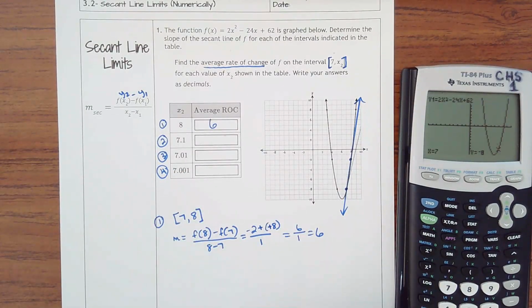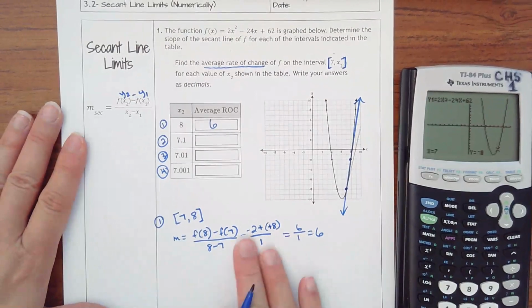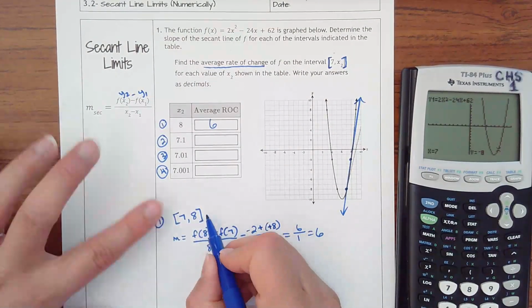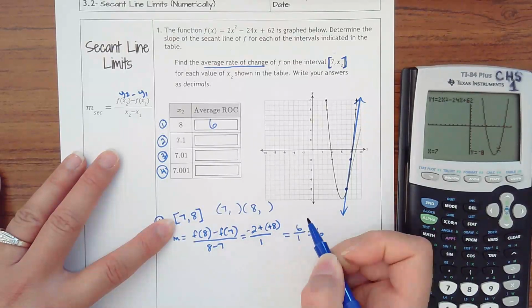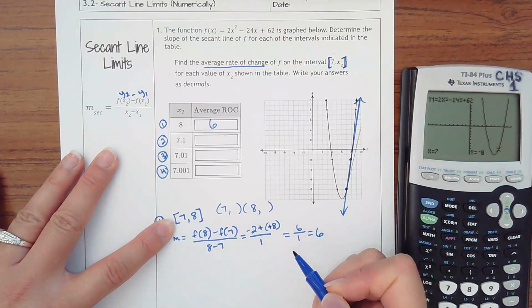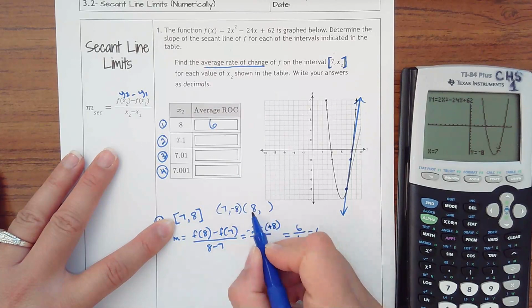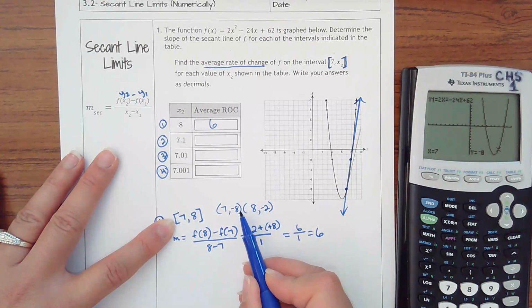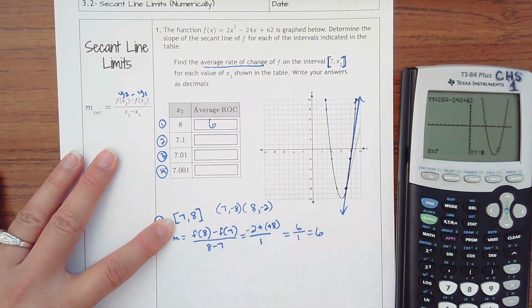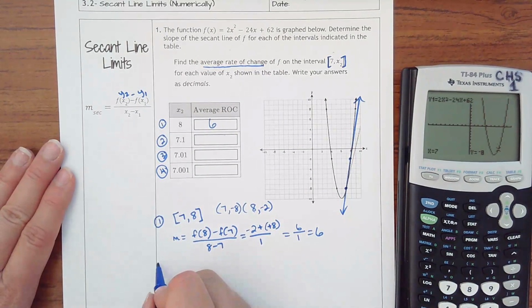That is the average rate of change. So if this is a struggle for you, think about you're creating a point at 7 comma something and then 8 comma something. When x was 7, we said that it was negative 8. When x was 8, we found out it's negative 2. And see how we did negative 2 plus 8 and 8 minus 7. That's it.